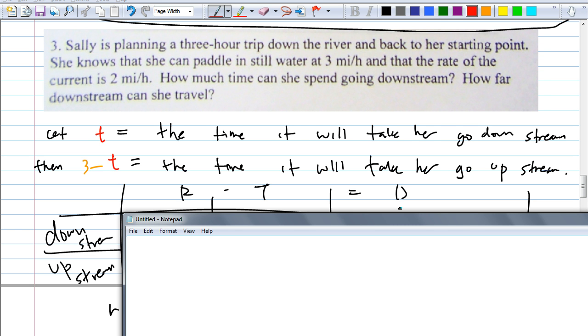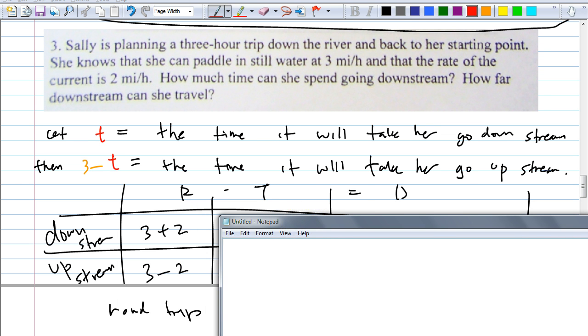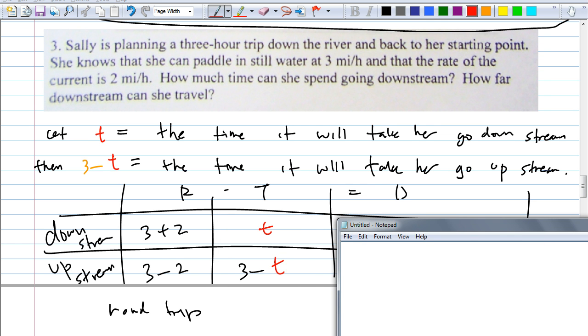5. Where'd you get 5 from? 3 plus 2. What is the rate going upstream? 1, because you do 3 minus 2, right? Because they told us this time. That's why I said it's a little bit different. In the other questions, we had to figure out what those rates are. Now they give us the rate. We don't know the time though. What is the going downstream time again? T. That's what we want to find. And if T is the amount of time going downstream, we want to make sure it's a 3 hour trip. So the time coming upstream is 3 minus T. Is that okay?